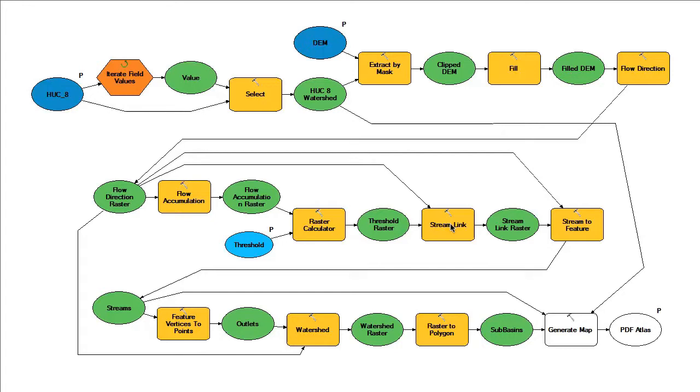We then use the stream link tool to link the streams together in sequence, and then we can use the stream to feature tool, which creates a polyline of the streams. Using the vertices to points tool, we are able to create outlets using the endpoints of the streams, which we then feed into the watershed tool to delineate subbasins of the HUC watershed. Using the raster to polygon tool, we convert those watersheds into a shapefile with polygons. And then this is not a tool that's actually used in ArcGIS, but it represents what our script is doing. It generates a map and creates a PDF version of the map.